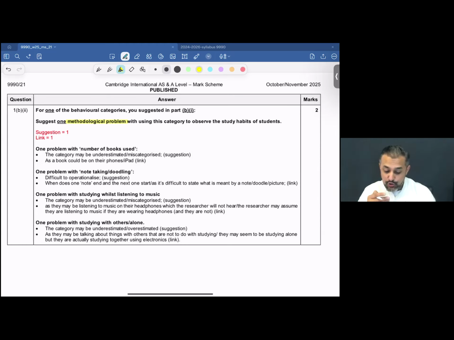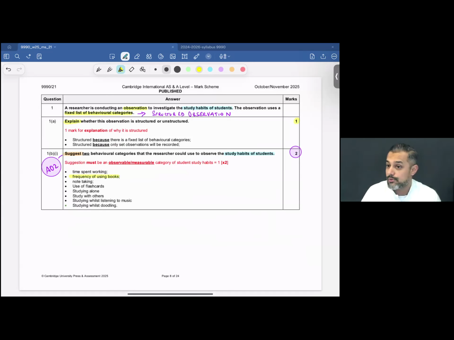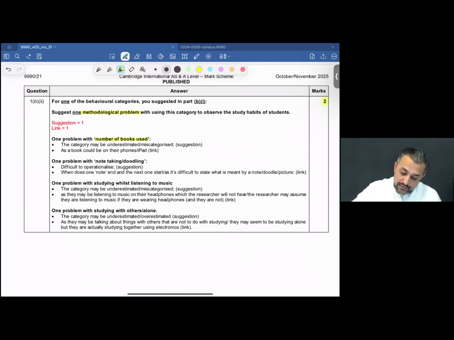Now, based on what you chose, another important point that I just mentioned a minute earlier: do not forget to have a look at the total marks that have been allocated to this particular question. So it's a 2-mark question, and typically for 2-mark questions that ask us for a suggestion, you get the first mark for suggesting, and you get the second mark for linking it to that particular case or to that particular question. So one problem could be with the number of books used, and this is what has been picked up from here. So a problem could be the category may be underestimated or miscategorized. This is the suggestion, as a book could be on their phones or iPad.